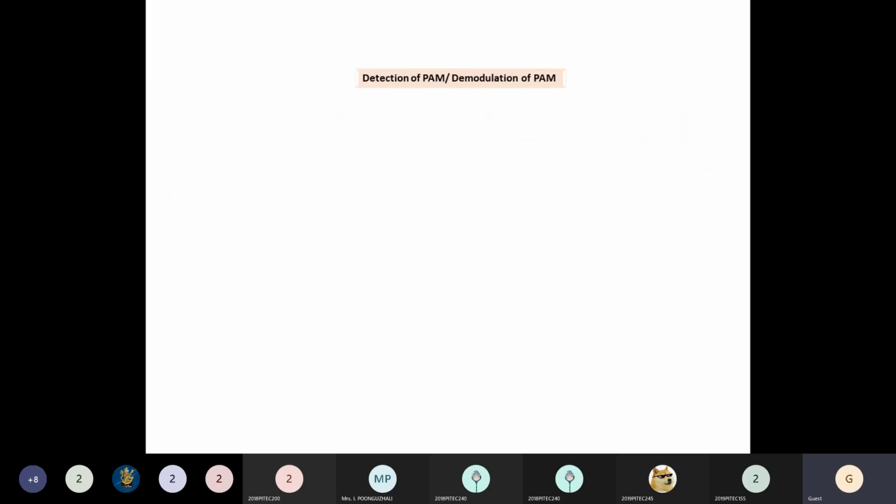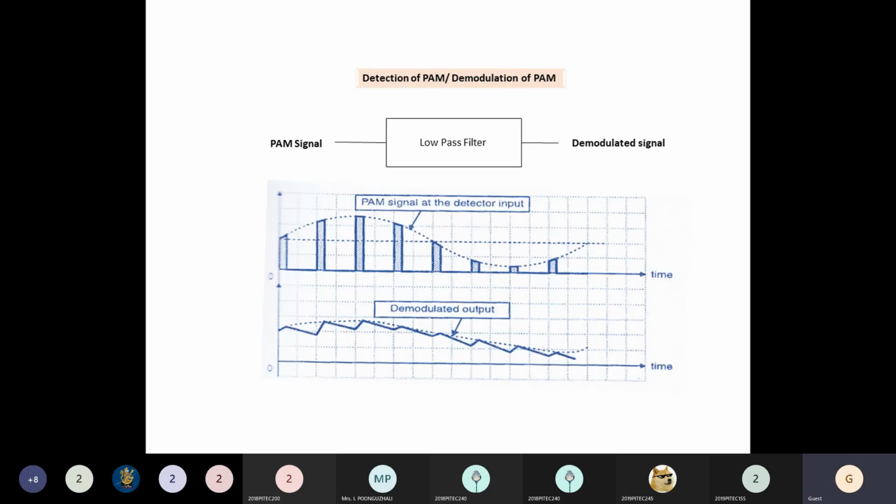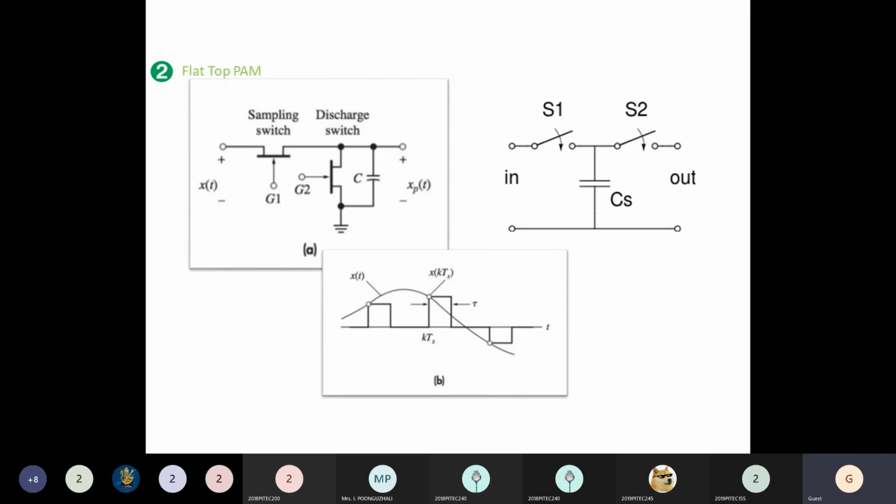How can we detect and demodulate a PAM signal? Before that, we have to know what is meant by detection or demodulation in general. In general, demodulation is recovering our original message signal from the modulated signal. So here the pulse amplitude modulated signal goes to a low pass filter, and then we get the demodulated signal. A simple construction only. For demodulation of a PAM signal, we can simply use a low pass filter to get the detected signal.